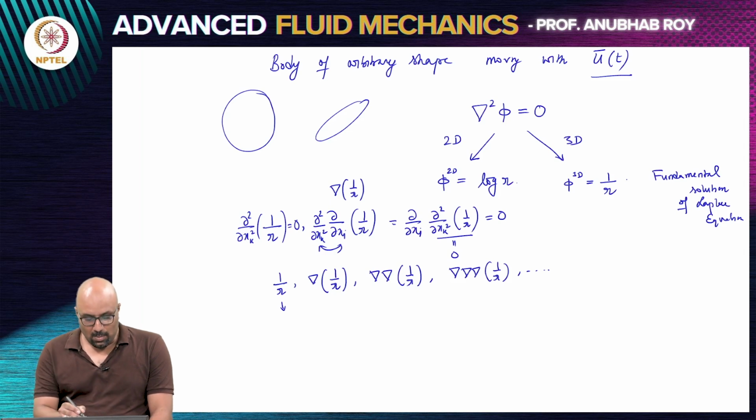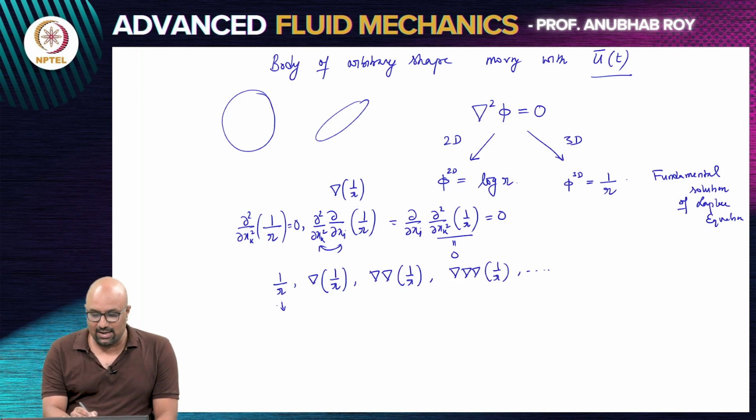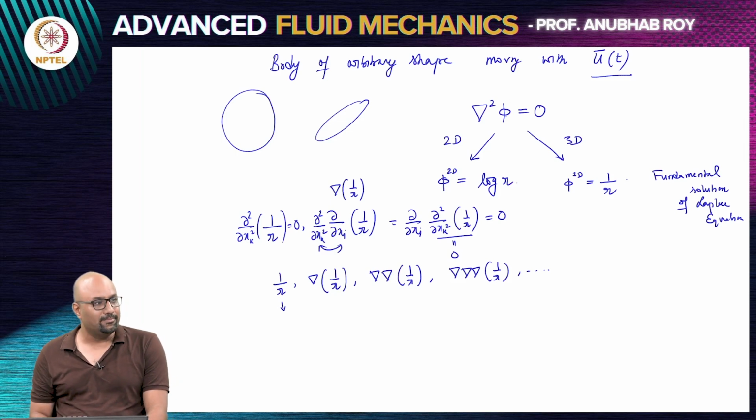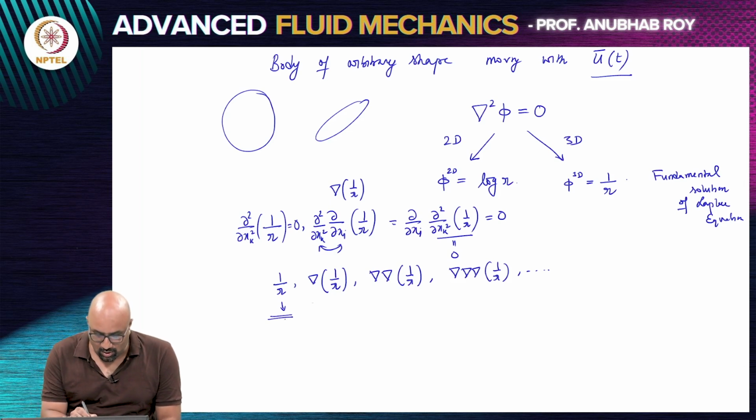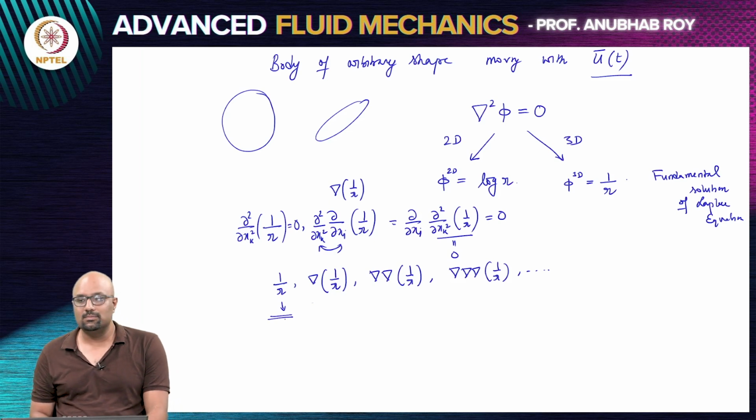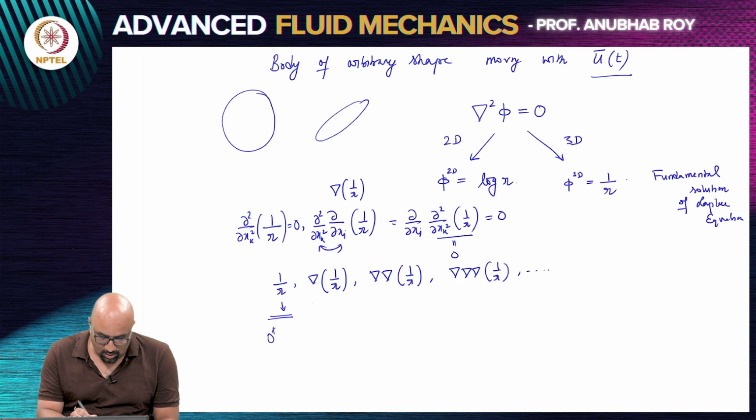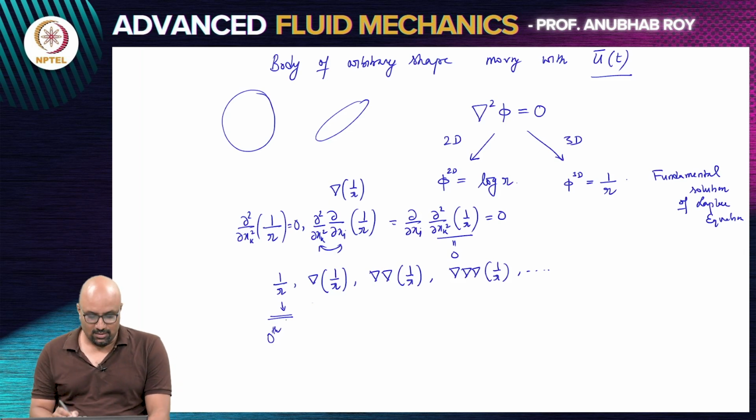Now we are interested in a solution of Laplace equation where the solution is a scalar, right? Phi is a scalar function. Now what is the order of this quantity 1 over r? In terms of tensor, what is the order of that quantity? 0. So this is a 0th order tensor. What is the order of del of 1 over r?